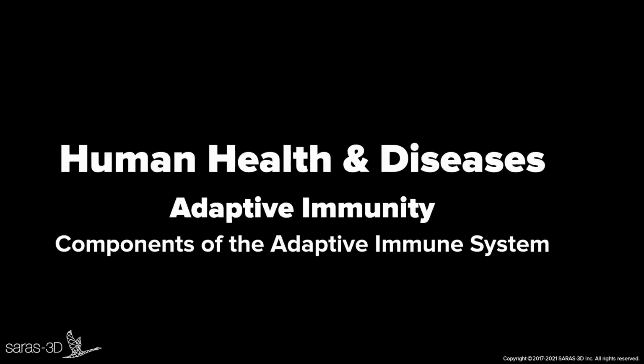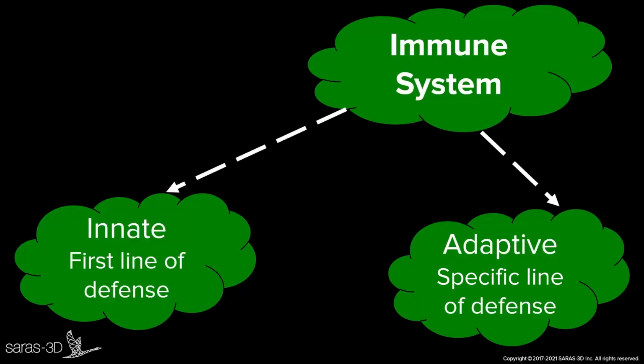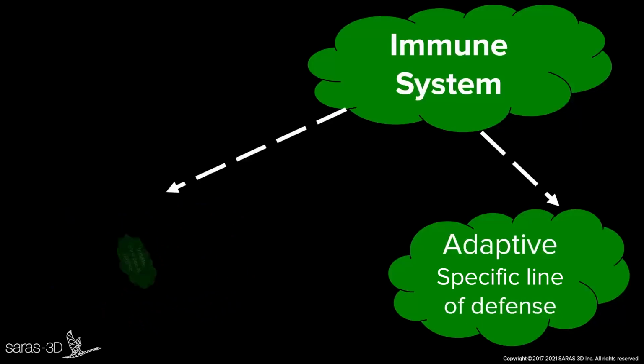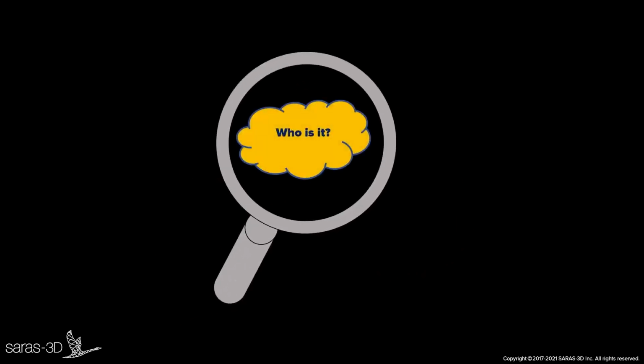Hello everyone. So in this video, we are going to cover the components of the adaptive immune system in detail. We have seen in the last video that when the innate immunity fails, the adaptive comes into play. The lymphocytes, namely B and T cells, along with antibodies, take charge. But how does it identify the foreign invader and elicit the appropriate response?